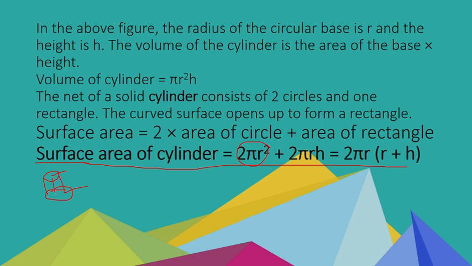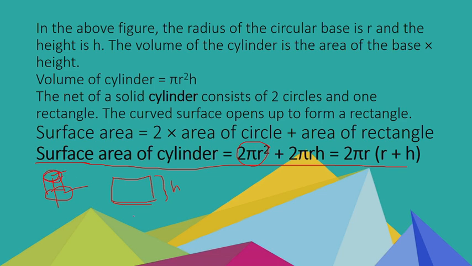Now if you cut this cylinder, only the one side of the cylinder, and spread it, you get a sheet like this. If you draw it correctly, you will get a rectangle. This side is nothing but the height of the cylinder, and this side is the perimeter of the circle.